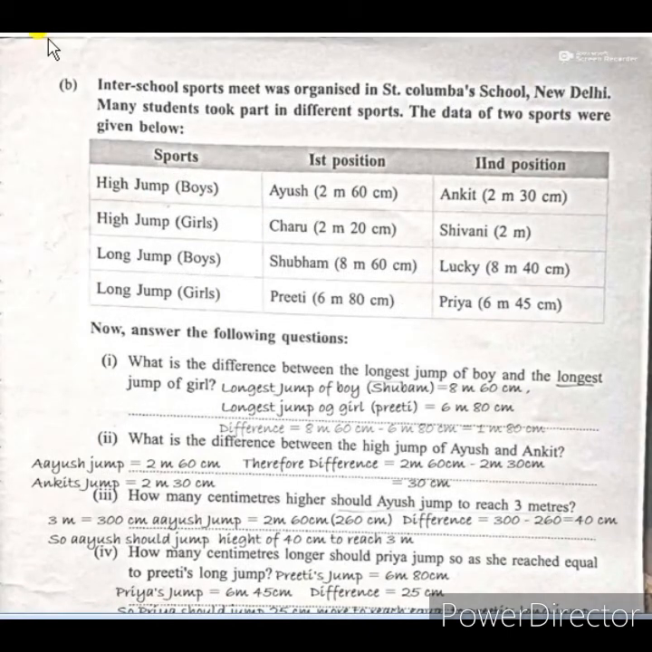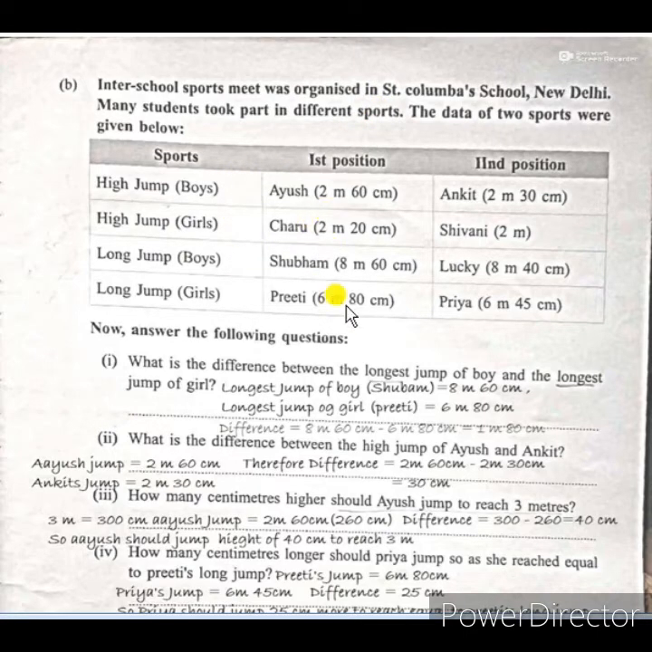In this page we have given another activity about inter-school sports meet. Now let's read the question. An inter-school sports meet was organized in St. Columba School in New Delhi. Many students took part in different sports. The data of 2 sports were given below. In that school, many sports events took place, but for 2 events the first position and second position are given in this data box. Now we have to read this data box properly and find out the answers for the questions given below it.